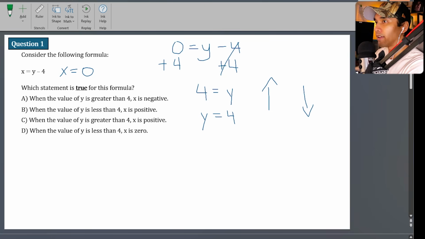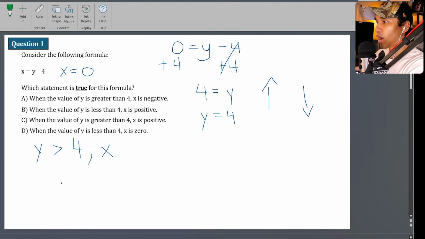Okay, so let's go ahead and test our values. Let's choose above y equals 4. Can you tell me a value that is greater than 4? Let's choose an easy one. What's greater than 4? Let's choose y equals 5. So what we're trying to find is this: y greater than 4, x is either positive or negative. So y greater than 4, x positive or negative.